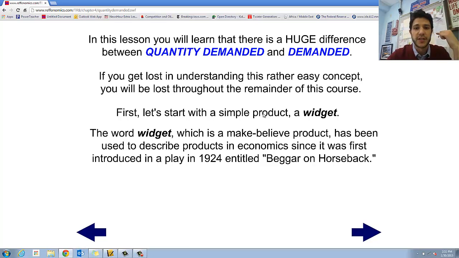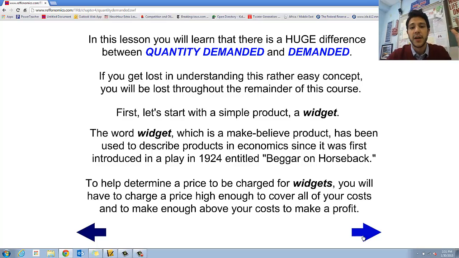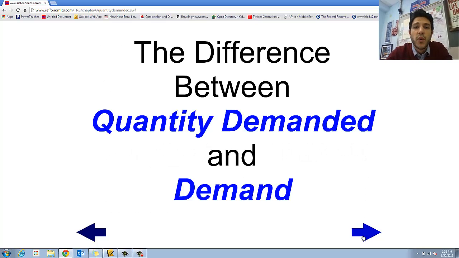We're going to start off with a simple product called a widget. We don't really need this history lesson here, so I'm going to move on. To determine a price to be charged for widgets, we need a price high enough to cover all of your costs and to make enough above your cost to make a profit. Because in reality, we're talking about profit. That's what we love. So what's the difference between quantity demanded and demand?